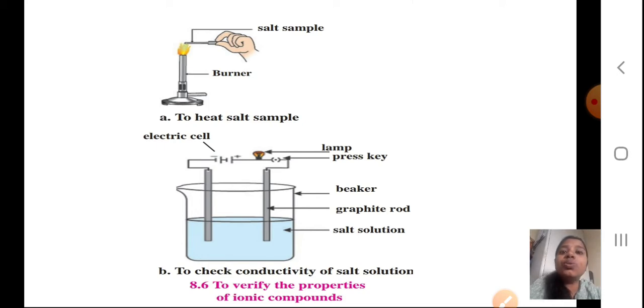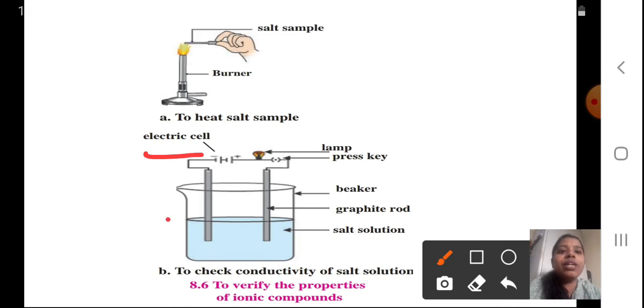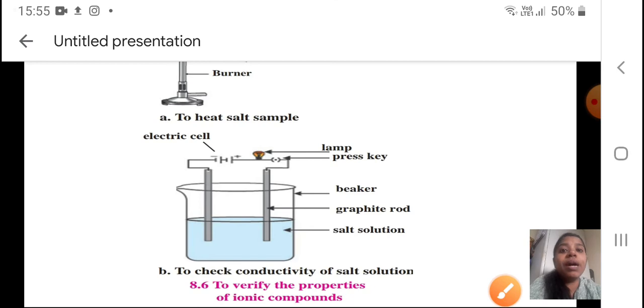It will be connected to the electric cell. You can see here the electric cell I will require. These are my two electrodes. I am going to have the lamp to see, when I am joining the circuit, whether the lamp glows. And I have a press key, and a beaker, and graphite rods, as I told you, and I have to check whether the bulb glows.